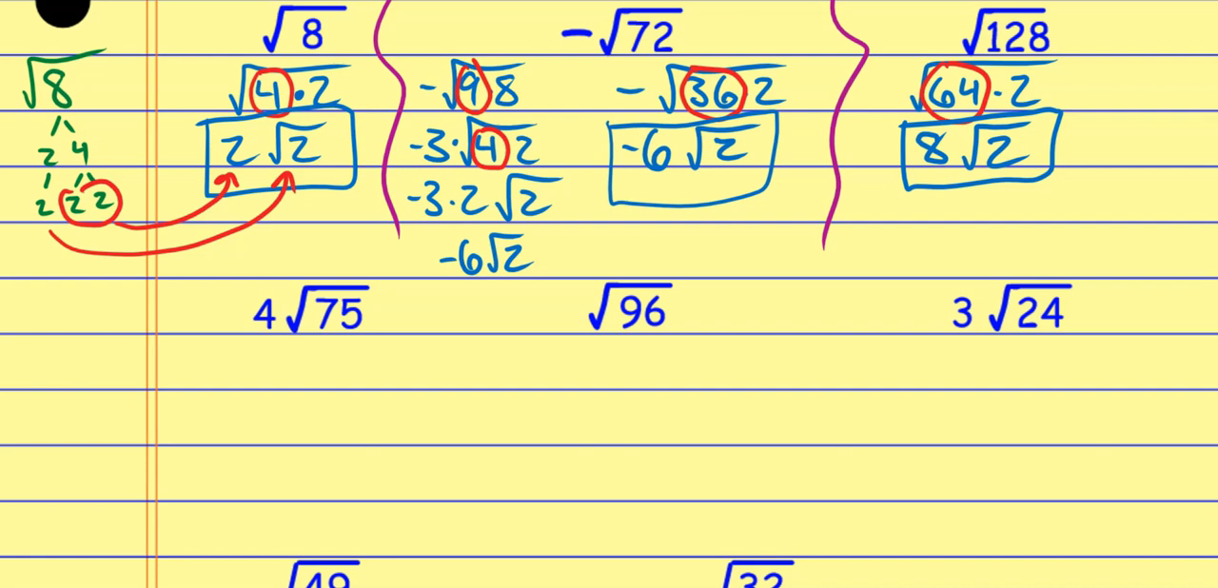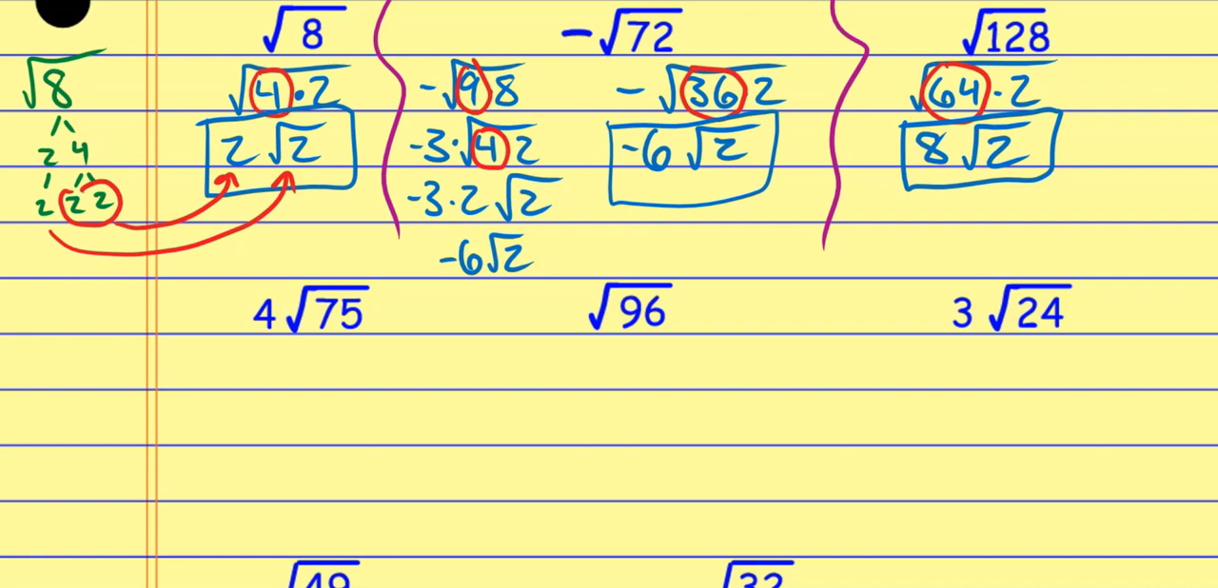If I look at this one, and again, if I were doing this in my head, I'd probably look at it and say, oh, 75? Well, that's 25 times 3. The square root of 25 is a 5. The 3 is still trapped. So then what I end up with is 4 times 5 times the square root of 3, so it's 20 root 3. Okay, see, I just did that whole thing in my head, all right?